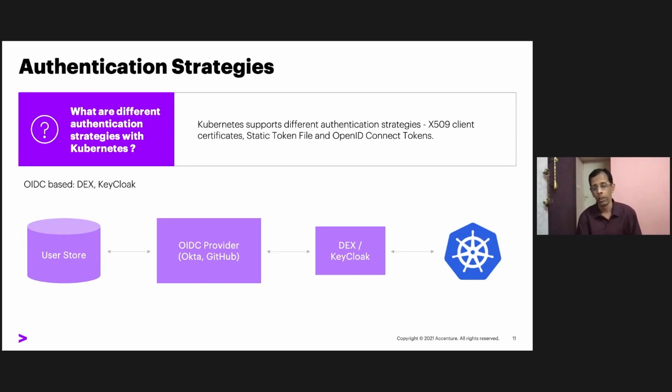We could use bearer tokens. Those can be used in a static token file, and that file resides on a node which the API server runs on, or we could use HTTP basic auth and so on.